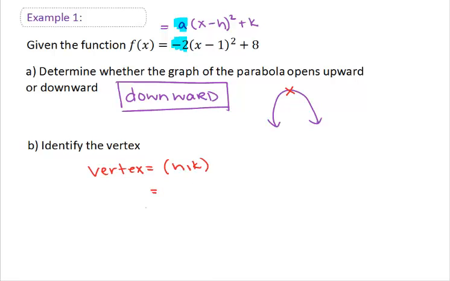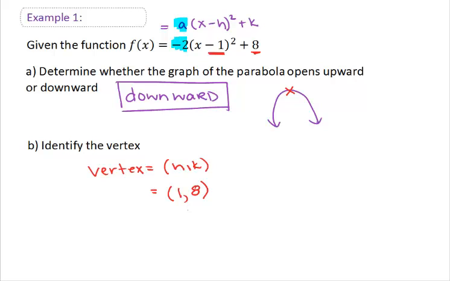So your H value is the opposite sign that we see it. It looks like it is a -1, so our H value is going to be +1. And our K value is the exact same sign that you see it, so our K value is 8. So our vertex here is (1, 8).